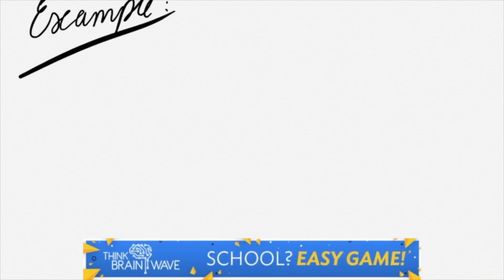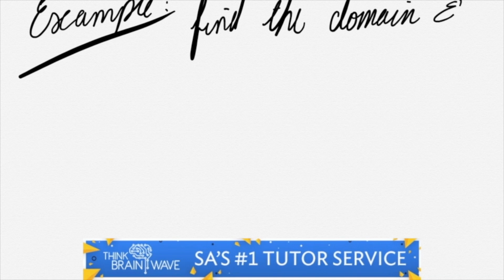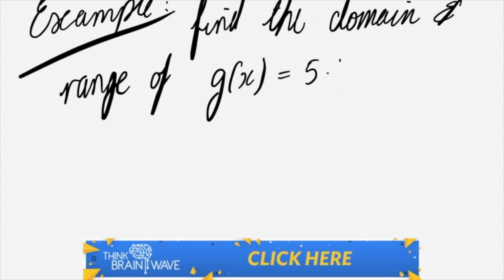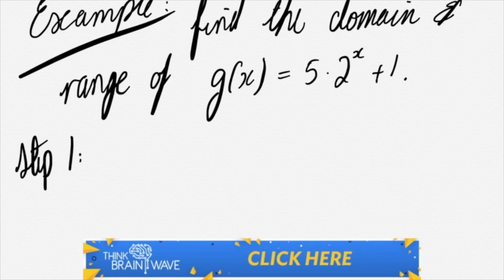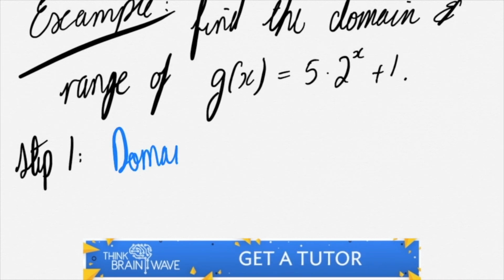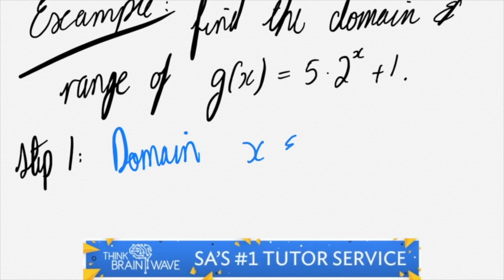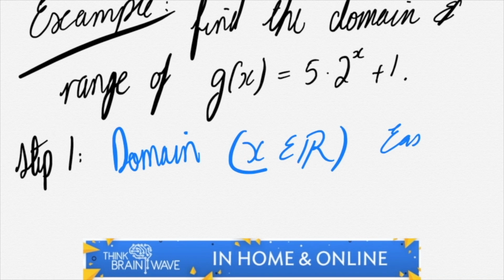Let's do an example. We have an exponential function, so let's find the domain and range as well as the intercepts. We have g of x is equal to 5 times 2 to the power of x plus 1. Our a is 5 and our b is 2, so it's greater than 1. We must apply the rules of b greater than 1.